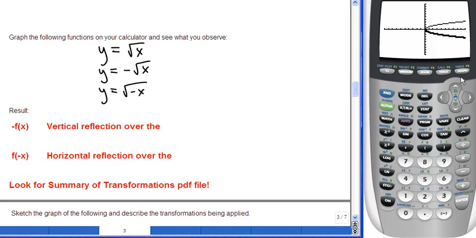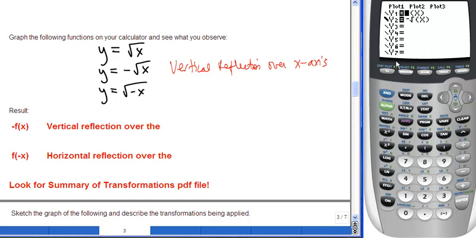So what just happened here? What kind of reflection did we just see happen? Well, the graph flipped over that x-axis. So when the negative is on the outside of your function, that's a vertical reflection over the x-axis.